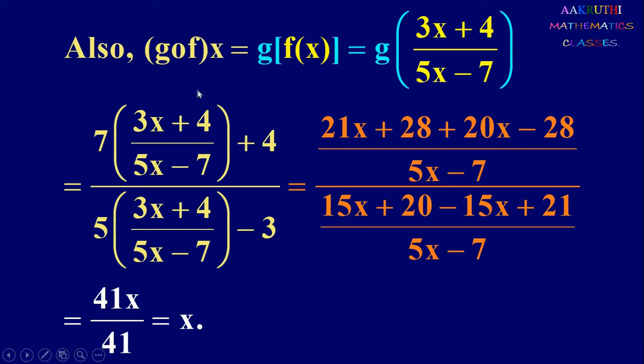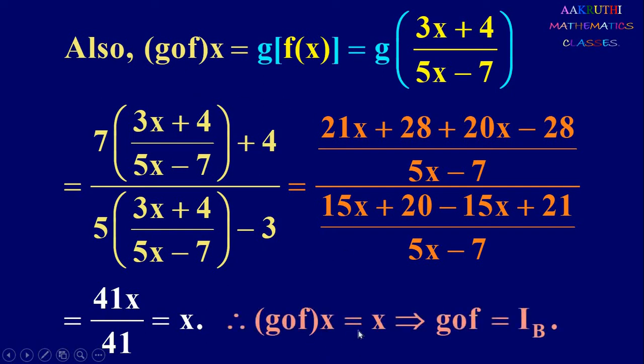So therefore g composite f of x is x only. So g composite f of x is x, so implies g composite f is also identity function. So g composite f is identity function in set B. So therefore g composite f is identity function.